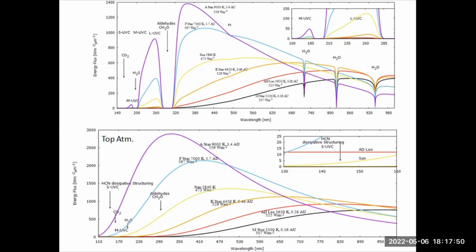hydrogen cyanide. So this is the spectrum, assuming that the planet has an atmosphere like Earth's early atmosphere for different star types. And this is the spectrum at the top of the atmosphere of these same stars.